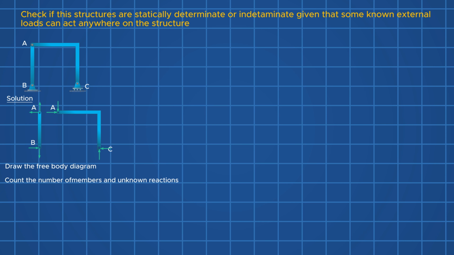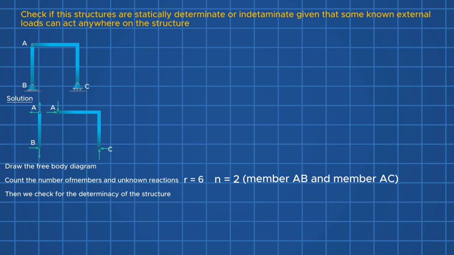Then we count the number of members and unknown reactions of the structure: 4 external reactions, 2 internal reactions at A. Note, the reaction at A is 2 because the reactions experienced by both members at A are equal in magnitude but opposite in direction, and N is equal to 2. Then we check for the determinacy of the structure, which gives, therefore, the structure is statically determinate.